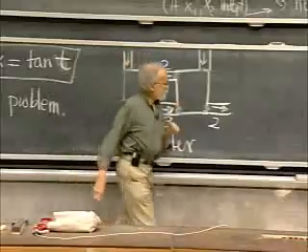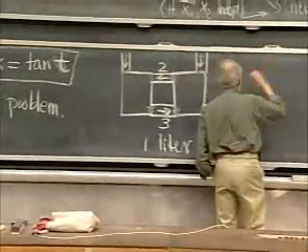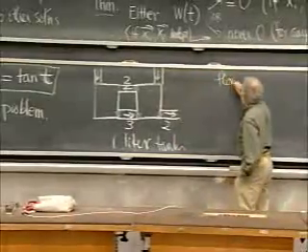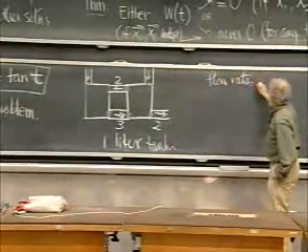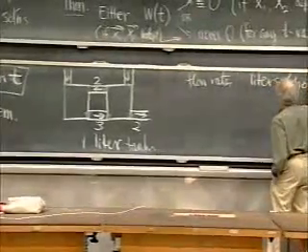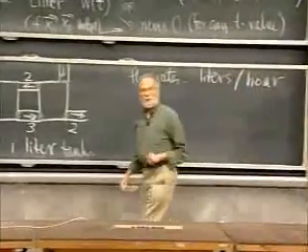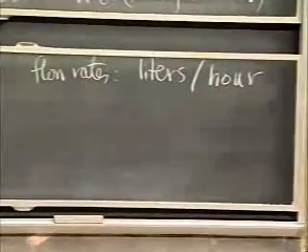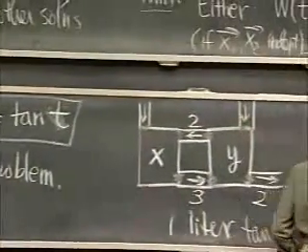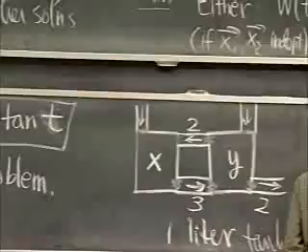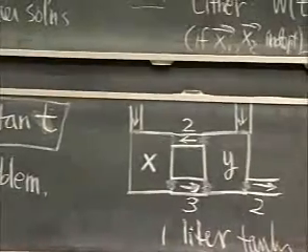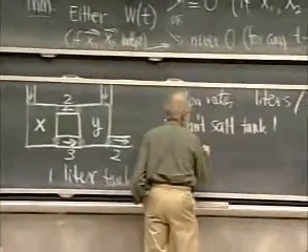So these are flow rates. So 1 liter tanks. The flow rates are in, let's say, liters per hour. And I have some dissolved substance in. So here is going to be X salt in there and some same chemical in there, whatever it is. So X is the amount of salt, let's say, in tank 1. And Y, the same thing in tank 2.